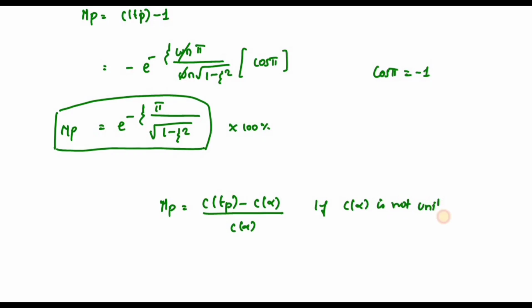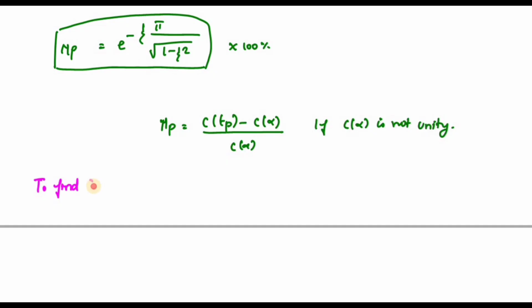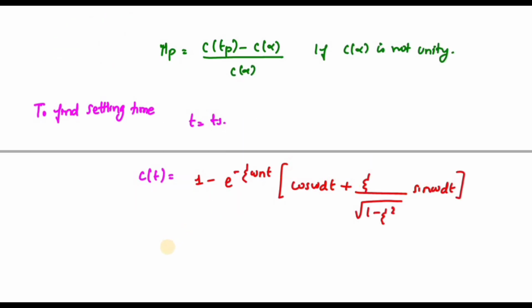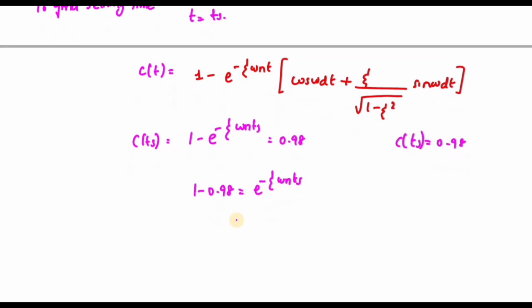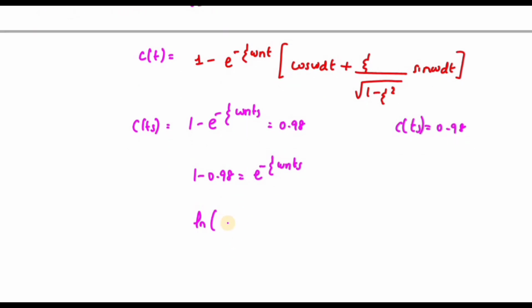Next, to find settling time. Here I'm going to substitute t is equal to t s in the c of t equation. We can see during the settling time the output should not oscillate. Therefore the cos and sin omega d t terms get cancelled out. It goes to 1. So I'm going to get c of t s is equal to 1 minus e power minus damping factor omega n t s. I'm going to equate the term to 0.98. So c of t s is equal to 0.98.